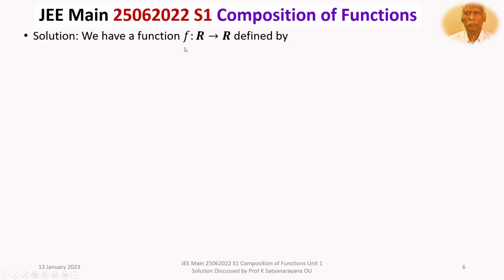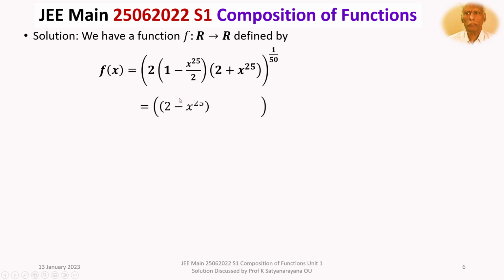We have the function f from R into R defined like this. Now we simplify this function. Inside the bracket, take the LCM in the first bracket, that is 2 minus x to the power of 25 by 2, 2 in the denominator, 2 in the numerator. They will cancel each other and you will get 2 minus x to the power of 25 into 2 plus x to the power of 25, whole to the power of 1 by 50.